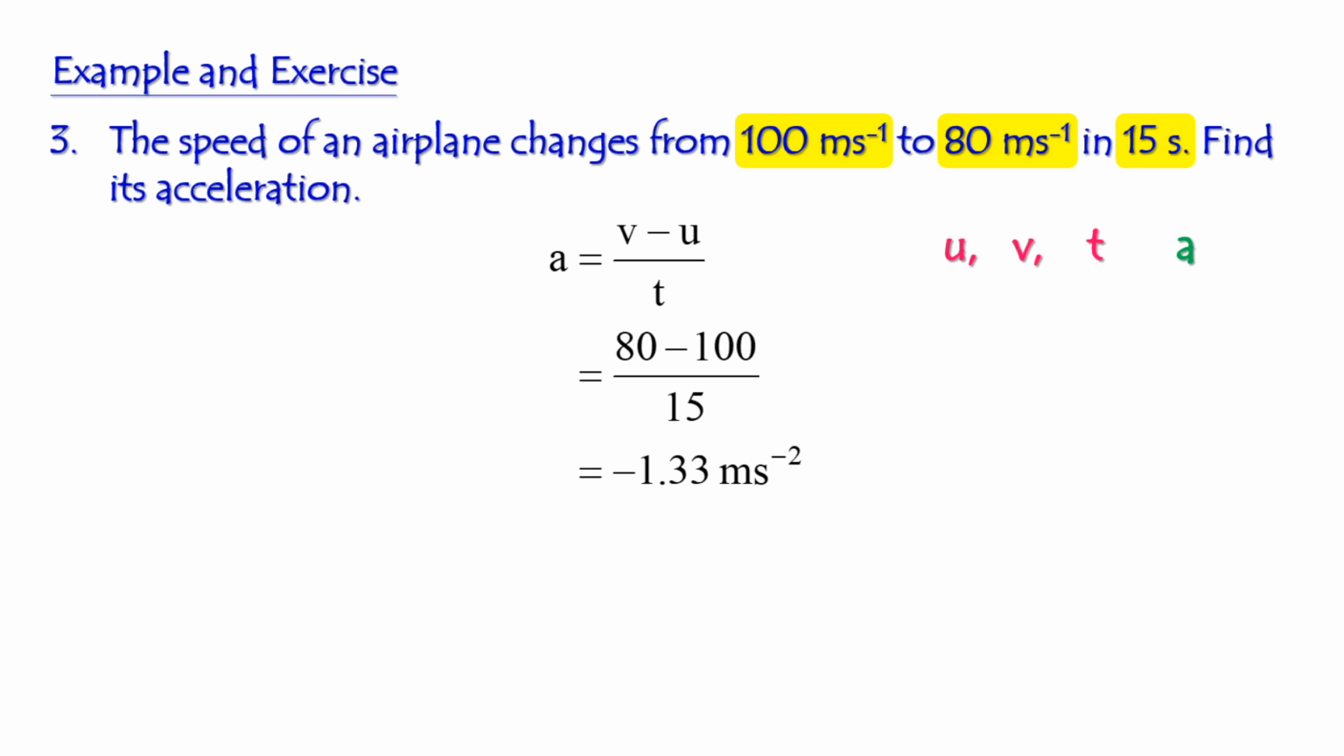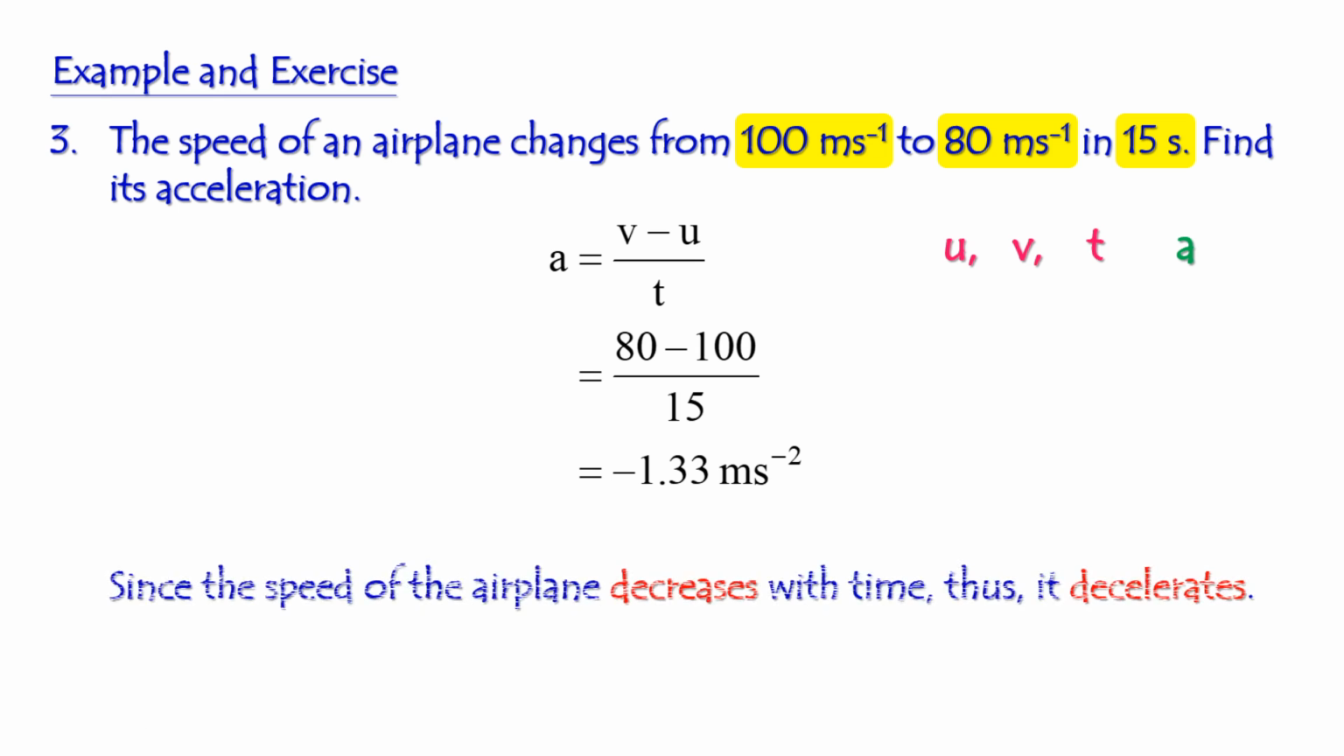Okay, let's discuss the minus sign. What does it mean by minus 1.33? That means the speed of the airplane decreases from 100 to 80. The speed of the airplane decreases, so it is not accelerating. It is not speeding up. It is slowing down, so we say that it decelerates. Decelerate means the object is slowing down.